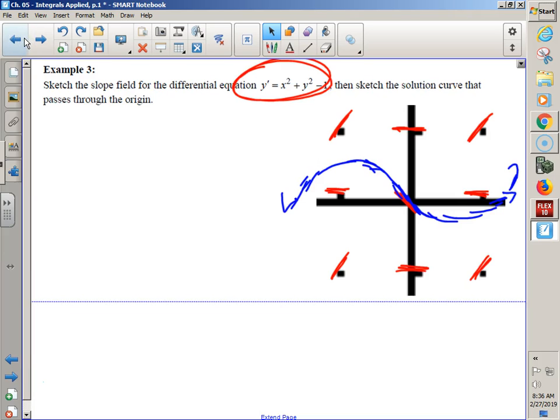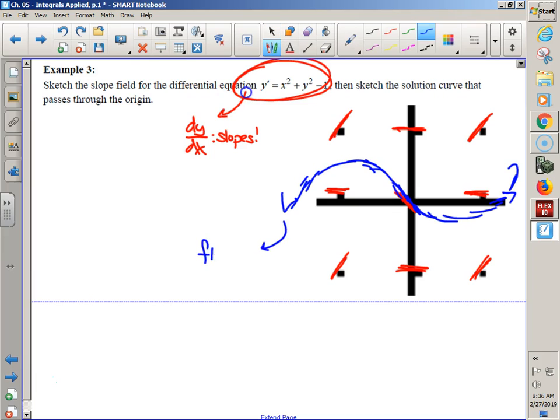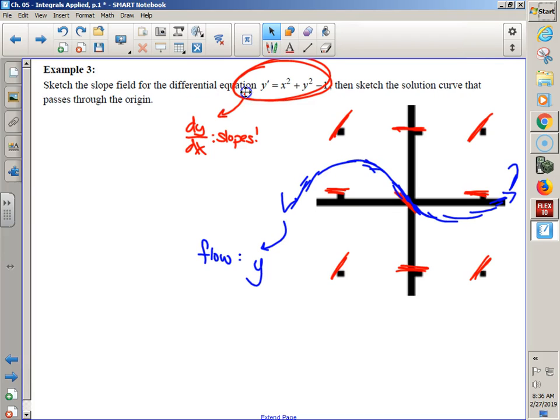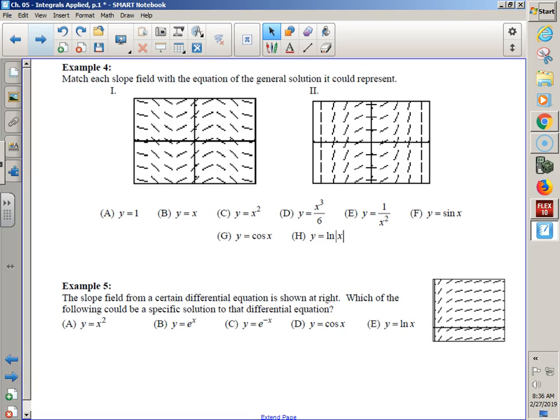Because when you were looking over here, y prime, this differential equation, dy dx, actually determined the slopes. The flow showed the y. dy dx got us the actual tilting of the slopes in the points. Y flows through. So when you guys are matching these slope fields to y's, all you're trying to figure out is, okay, who flows this one, and who flows through that one.